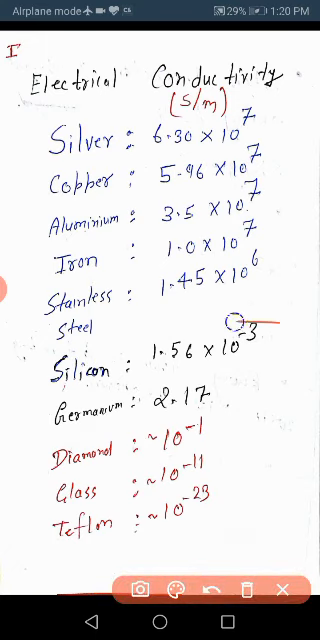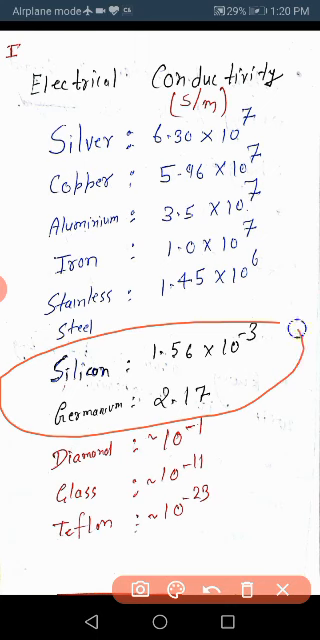Now you can see the conductivity of semiconductors. These two materials are semiconductors: this is silicon and this is germanium. For silicon, the conductivity is of the order of 10 raised to the power -3, and for germanium it is 2.17. These two materials are called semiconductors, the materials having conductivity in between insulators and conductors. And the insulators are like diamond, glass, and Teflon.